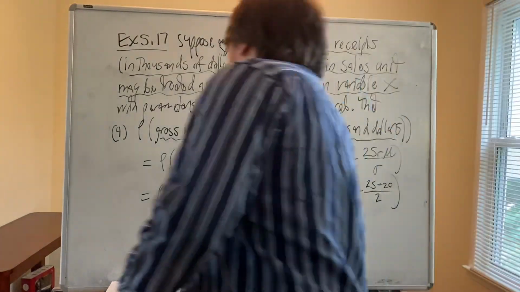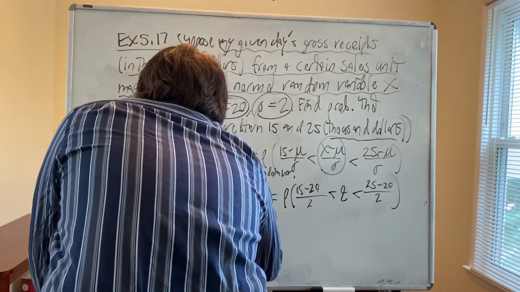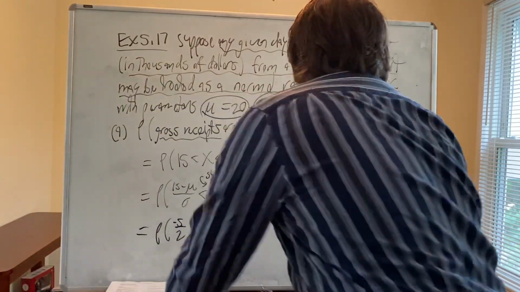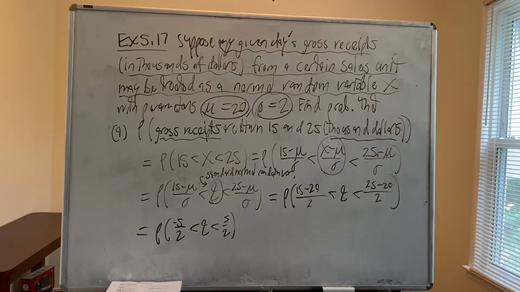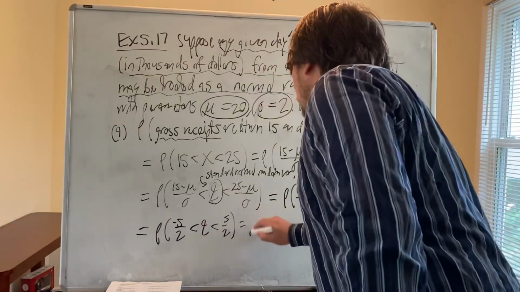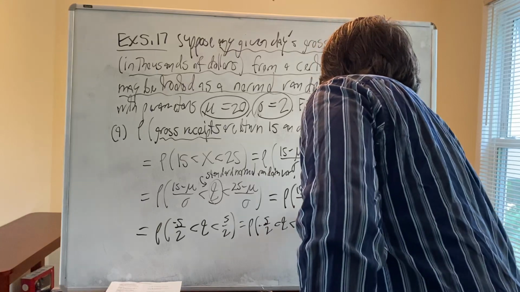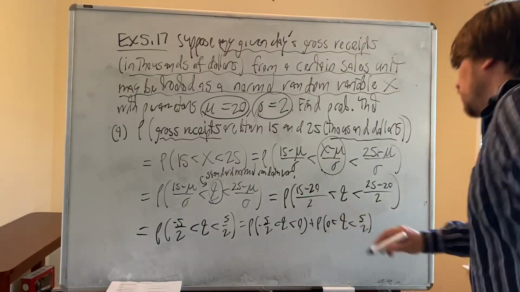And so the probability is that the z range is somewhere there. So 15 minus 20 is negative 5. Negative 5 over 2, less than z, less than 25 minus 20 over 2, which is 5 over 2. So the probability that z ranges from negative 5 over 2 to 5 over 2. That's equal to the probability that negative 5 over 2 is less than z, less than 0, plus the probability that 0 is less than z, less than 5 halves.